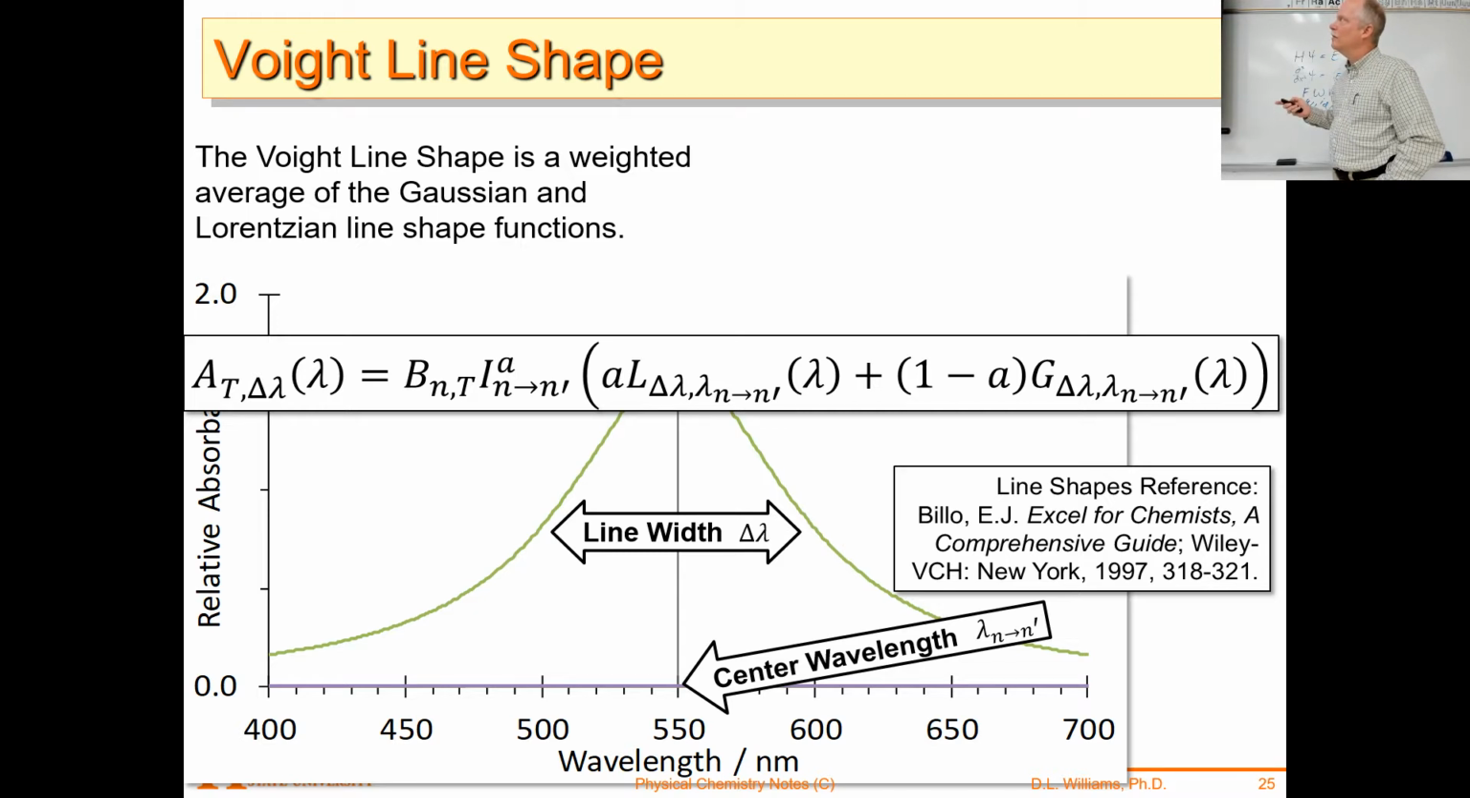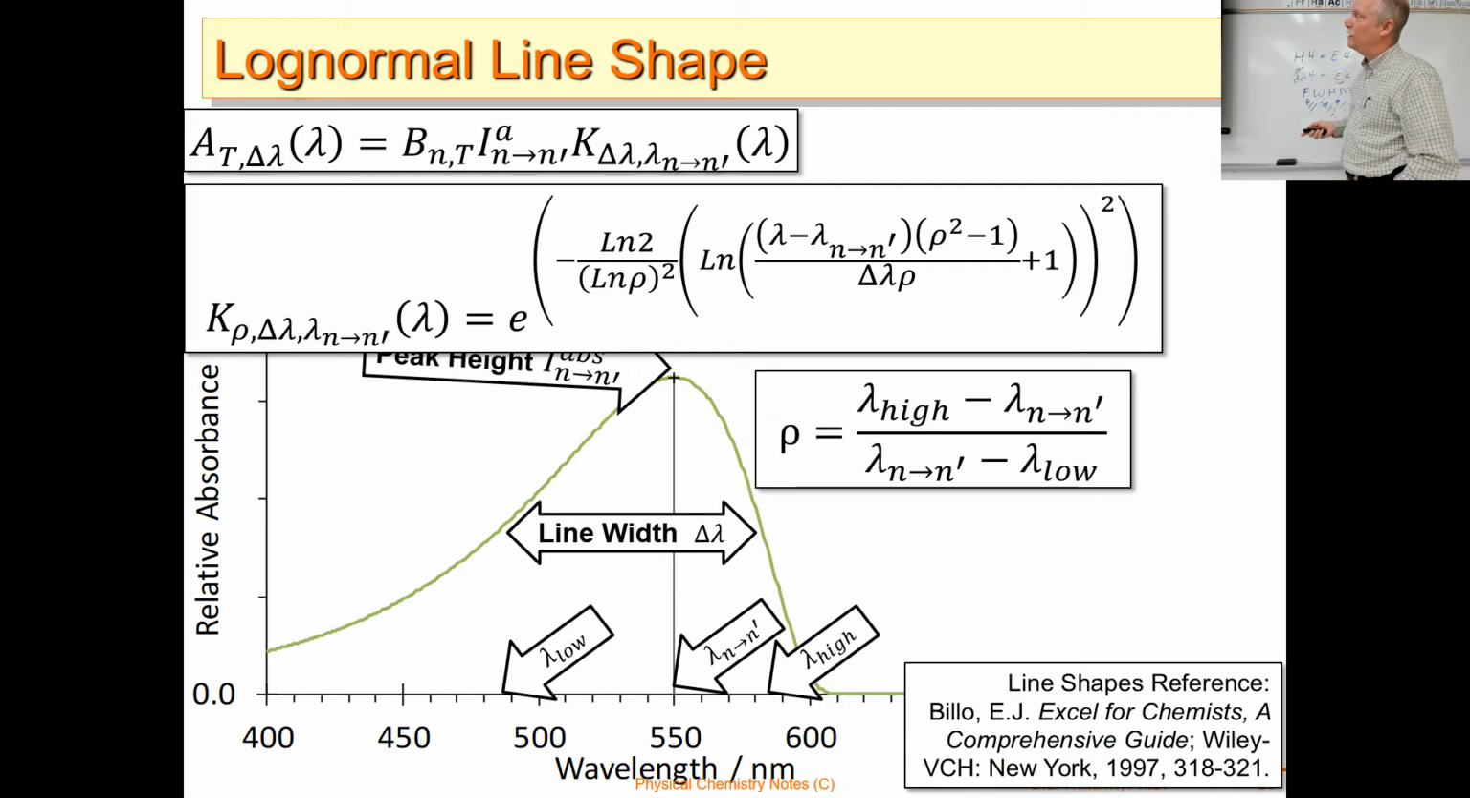The last one we'll cover is the only one that's asymmetric. Notice all of these have that center line right in the center of the peak. But the log normal line shape is asymmetric. Look at that thing. It's strange.